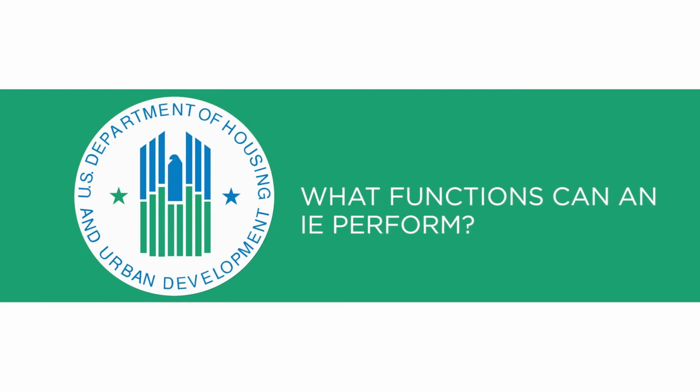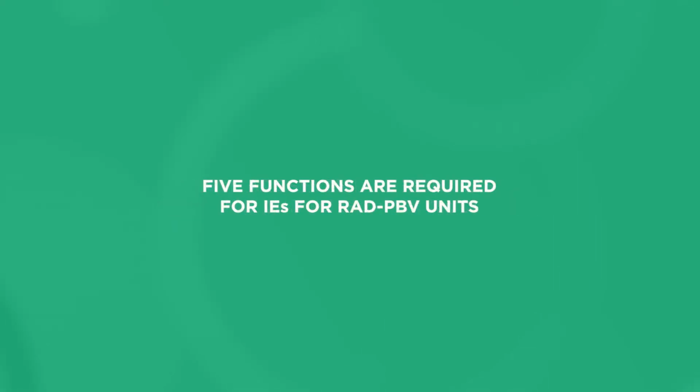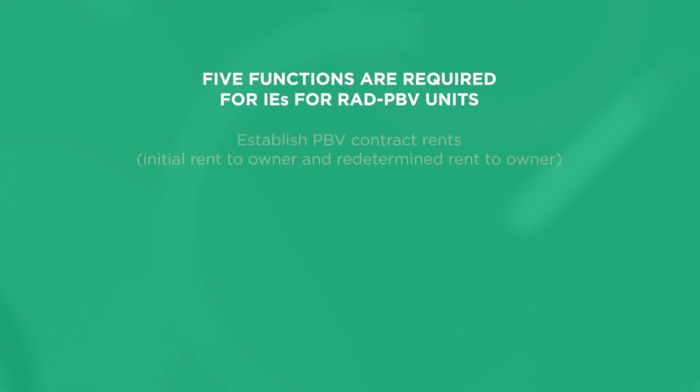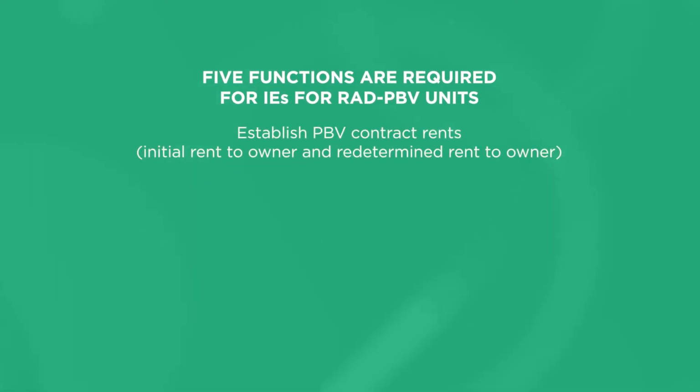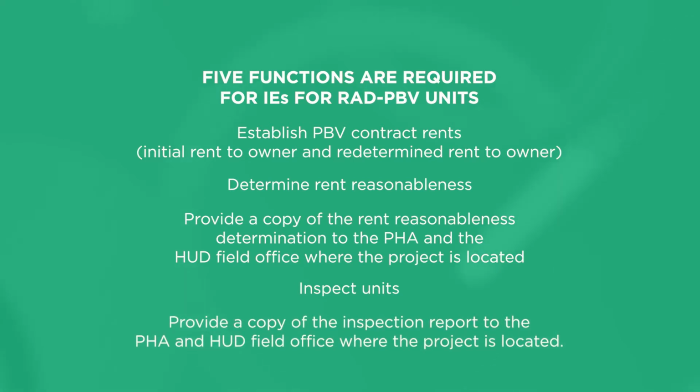What functions can an IE perform? There are 7 different tasks that an IE may perform for your PHA. 5 functions are required for IEs for RAD PBV units. These include establish PBV contract rents, initial rent to owner, and redetermined rent to owner. Determine rent reasonableness. Provide a copy of the rent reasonableness determination to the PHA and the HUD office where the project is located. Inspect units. Provide a copy of the inspection report to the PHA and HUD field office where the project is located.